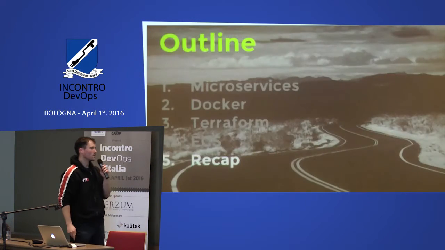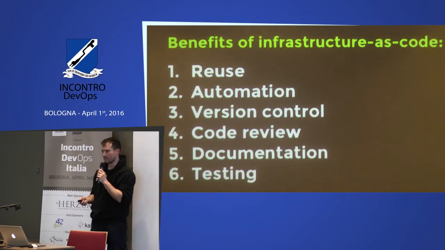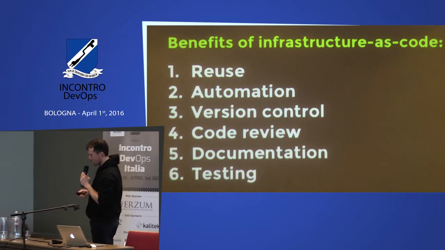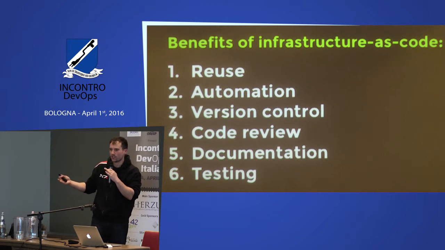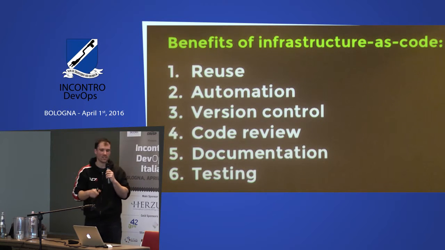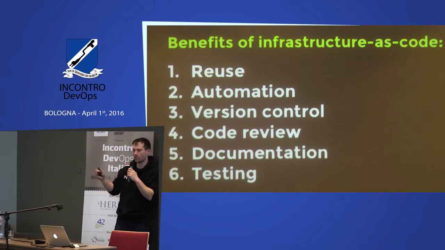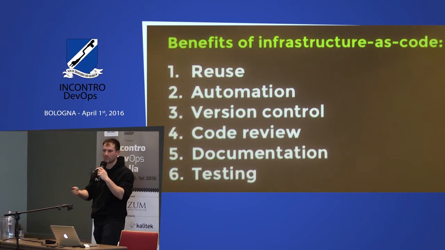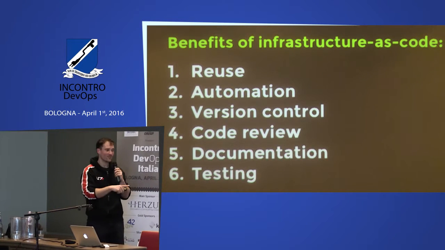Okay. So, quick recap. Infrastructure as code is awesome. Once you define all of your infrastructure as code, you have amazing reuse. You can define little reusable modules. You can automate everything. You can version control your infrastructure, so you can go back and forth to an older version if something went wrong. You can code review your infrastructure. You can document your infrastructure.